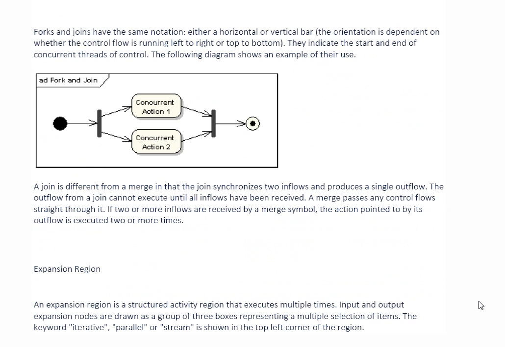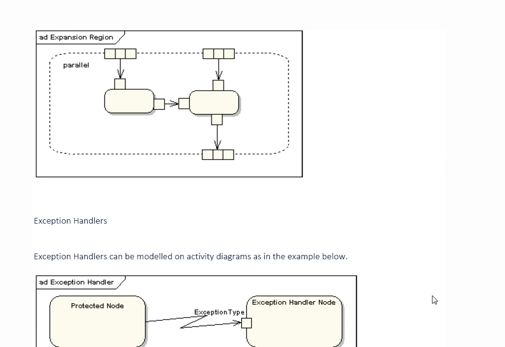Expansion region. An expansion region is a structured activity region that executes multiple times. Input and output expansion nodes are drawn as a group of three boxes representing a multiple selection of items. The keyword iterative, parallel, or stream is shown in the top left corner of the region. An expansion region.